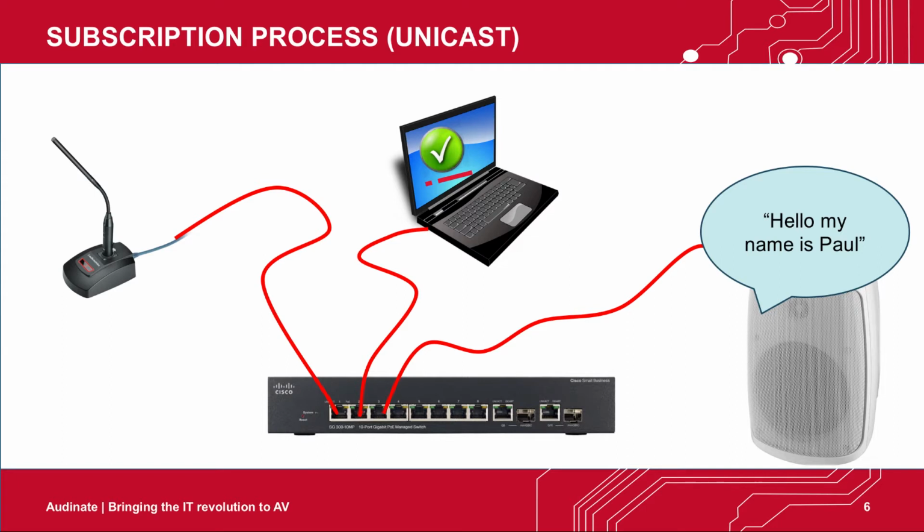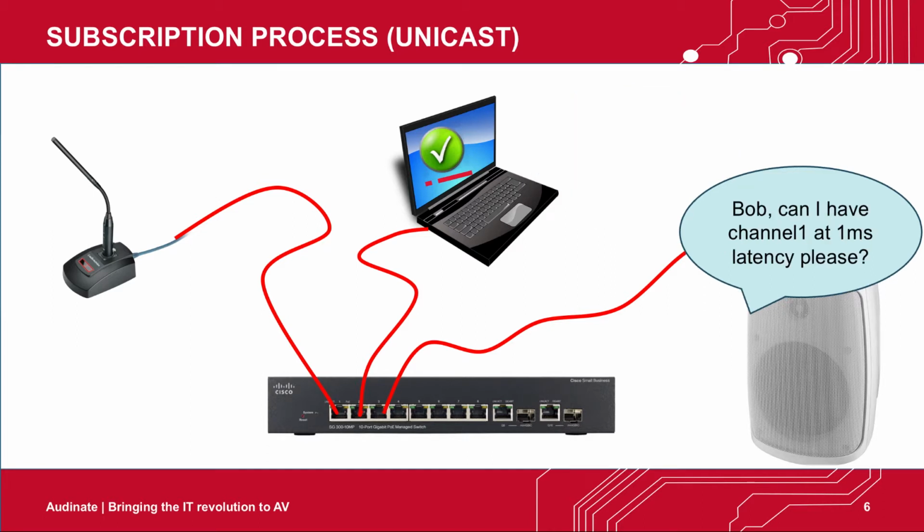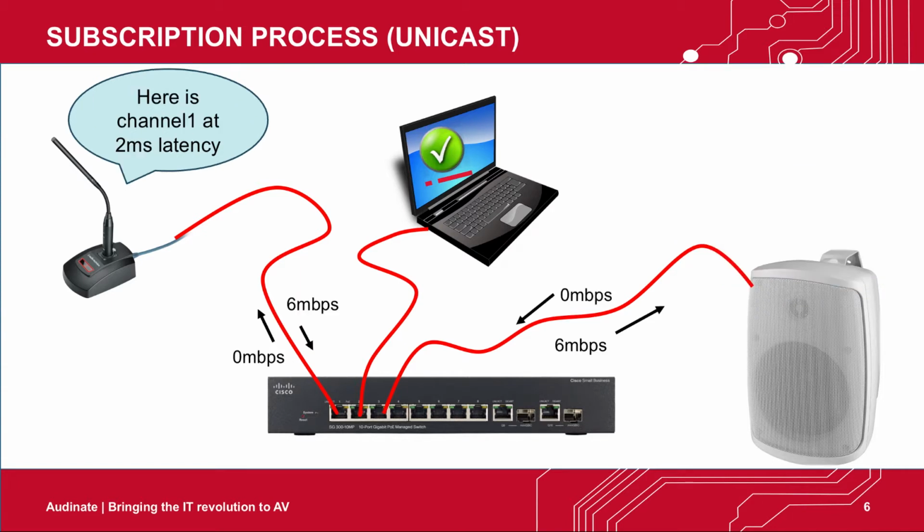Then you decide to subscribe Paul to Bob. Dante controller tells Paul to ask Bob for channel 1. Paul asks Bob for channel 1 at its latency setting. Bob checks if that latency setting is equal to or greater than its own setting. If this is true, the flow is created with Paul's latency. If not, the flow is created with Bob's latency.